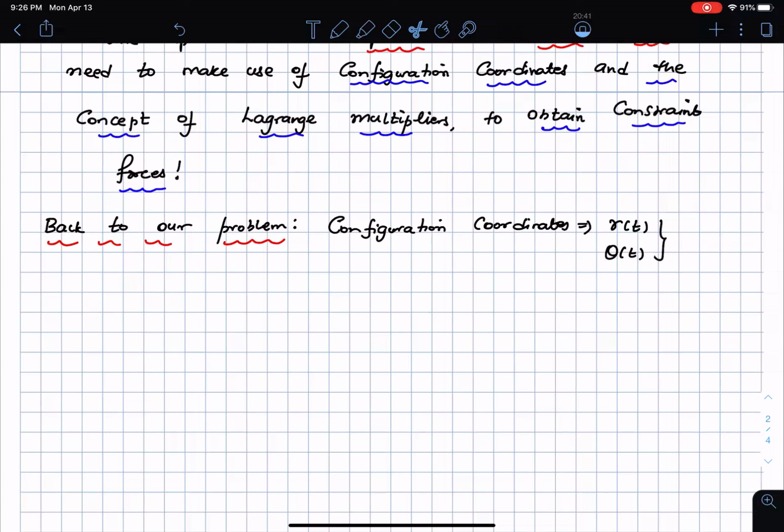Alright, so if I go back to my problem, I have the configuration coordinates and I have the constraint equation. I'm going to write it in the Pfaffian form. So the constraint equation is r of t is equal to R, which implies that dr by dt is equal to 0 because R is a constant.